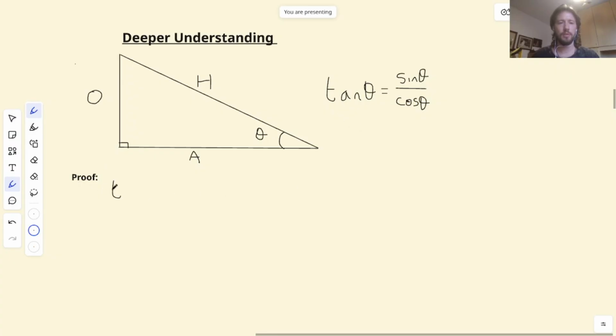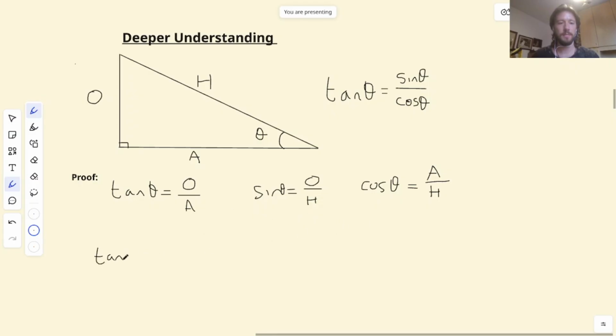Let's write out what tan theta is in terms of the sides. So tan theta is equal to O over A, right? And sine theta, as we've written before, is equal to the opposite over the hypotenuse. And cos theta is equal to the adjacent over the hypotenuse. Now, let's just start from this equation and show that indeed it is true.